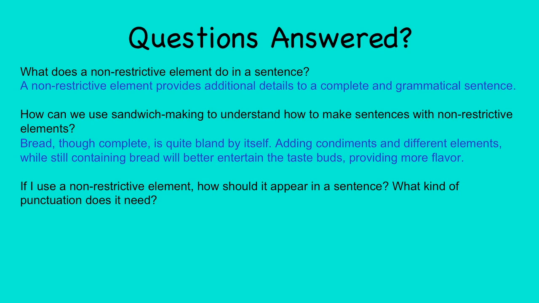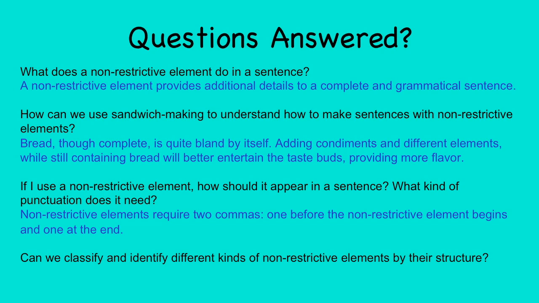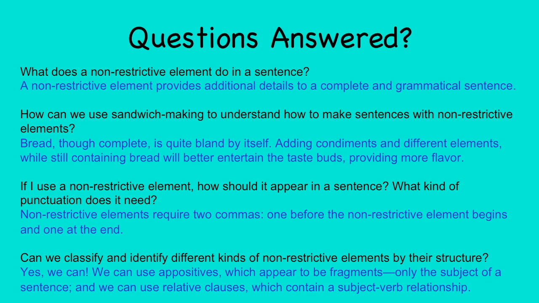If I use a non-restrictive element, how should it appear in a sentence? What kind of punctuation is needed? Non-restrictive elements require 2 commas, one before the non-restrictive element begins and one at the end. Can we classify and identify different types of non-restrictive elements by their sentence structure? Yes, we can. We can use appositives, which appear to be fragments, only the subject of the sentence, and can use relative clauses, which contain subject-verb relationships.